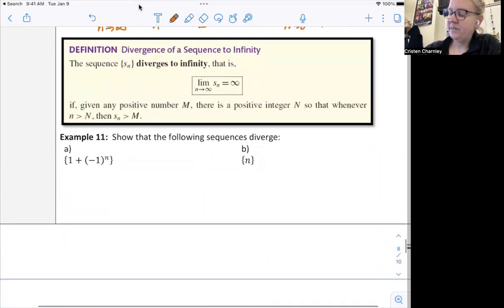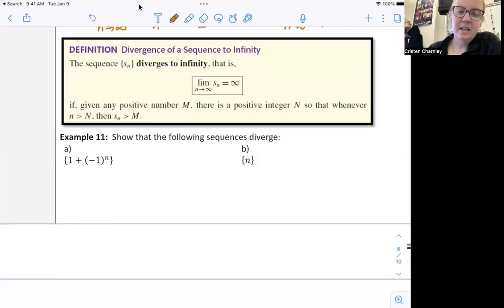Divergence of a sequence to infinity. The sequence diverges to infinity if we have infinity for an answer. So if for any positive number M, there's a positive integer N so that whenever n is greater than N, s sub n is greater than M. I know that's a lot. Basically, show that it diverges.